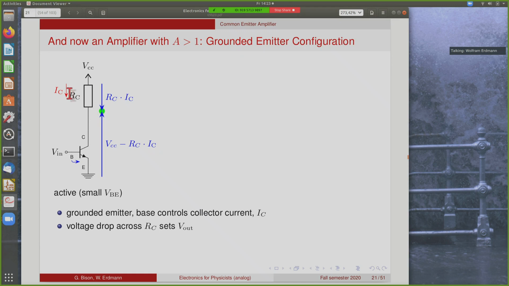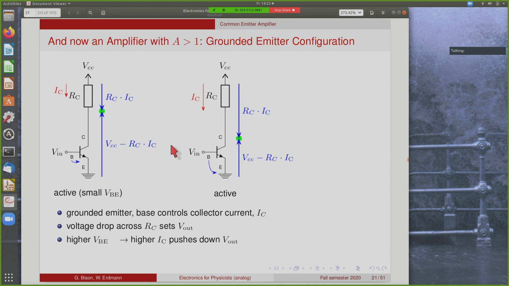So the more current flows to the collector, the more this point is pushed down, and so counting from the supply voltage, we are at supply voltage minus RC times IC. Now, if you increase the base emitter voltage to get a higher current, then the voltage drop across this resistor will increase as well, which means that this point is being pushed down. So the higher you go with your input voltage, the further down this node will come.